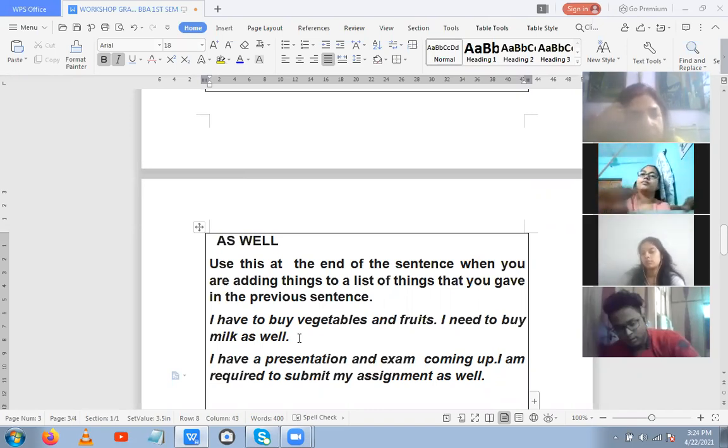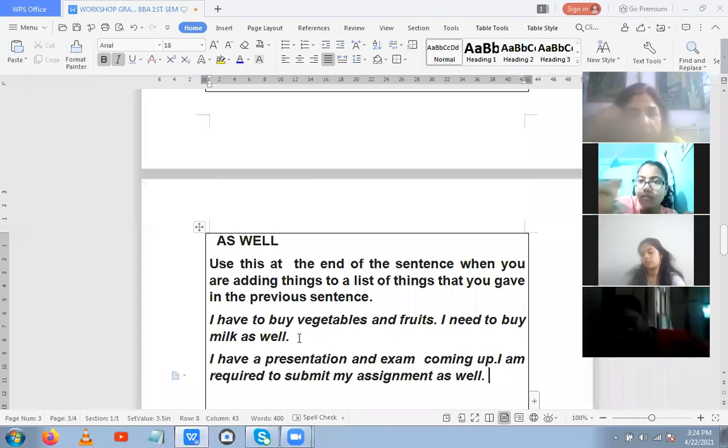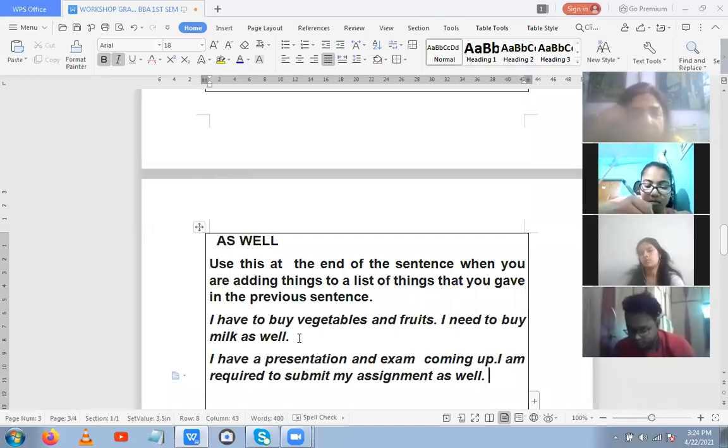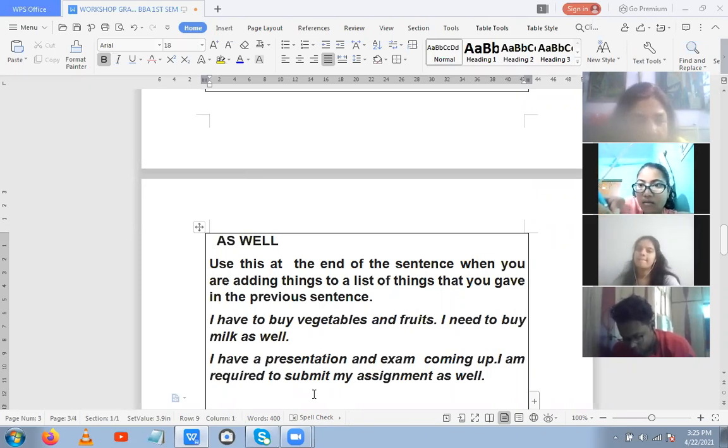Make a similar sentence. I need to buy, I want to buy, I have to buy. I've got to buy vegetables and fruits. I've got to study and submit my assignments. And I need to attend my classes too. And I need to attend my classes as well. I have a presentation and exam coming up. I am required to submit my assignments as well.